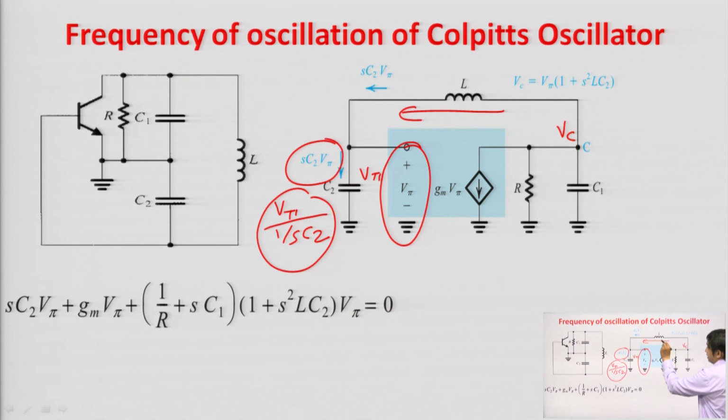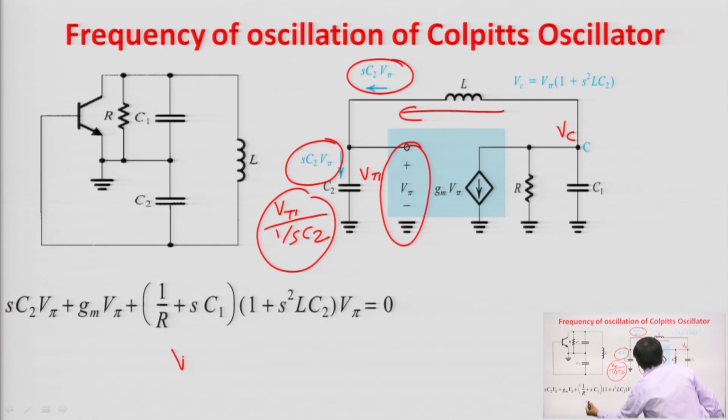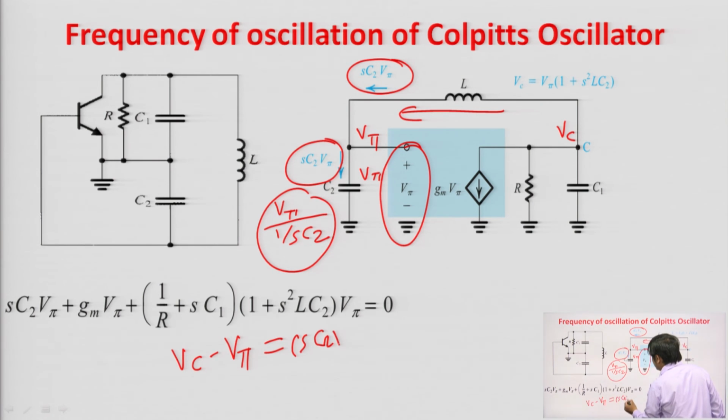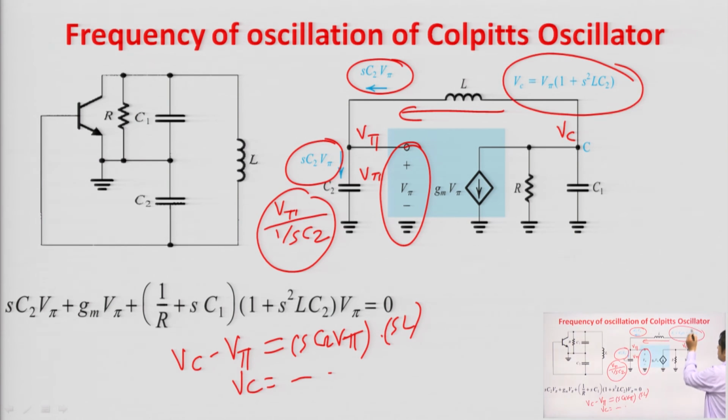The current flowing through the inductor, we know, is SC2 into V pi. So, we can write it as Vc minus V pi, where this voltage is V pi. The voltage difference across the inductor is equal to the current flowing through the inductor, that is SC2 into V pi, multiplied by the impedance of the inductor, which is S into L. So, from here you can calculate Vc, and this Vc is V pi into 1 plus S square L C2, fine.